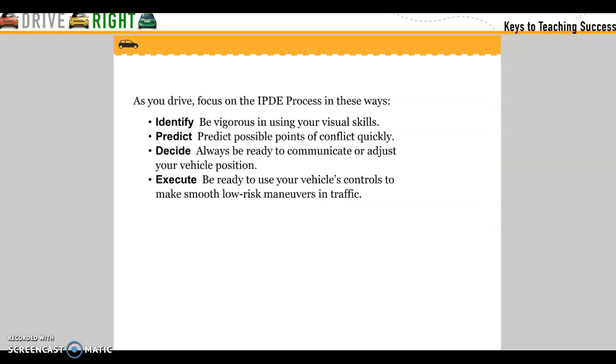As you drive, focus on the IPTA process in these ways. Number 1, identify. Be vigorous in using your visual skills. Predict possible points of conflict quickly. Decide. Always be ready to communicate or adjust your vehicle's position. Execute. Be ready to use your vehicle's controls to make smooth, low-risk maneuvers in traffic.